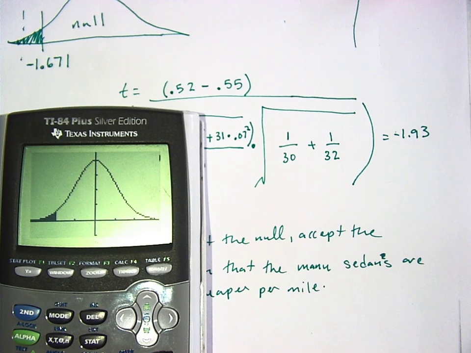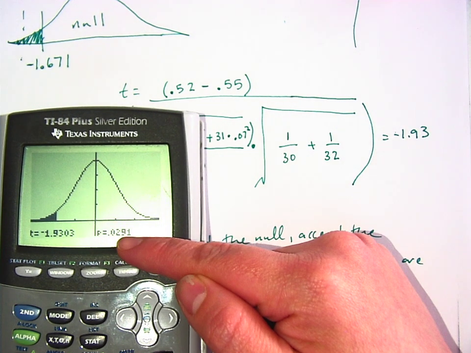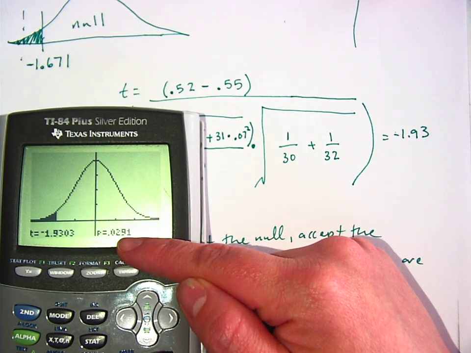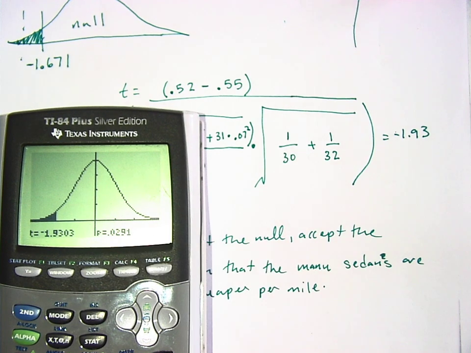The t-score is negative 1.93. Let's suppose we were doing this test using p-values instead. It would have ended up being about 0.029. Is that less than alpha? Yes, which means it's in that little rejection region, which means you would reject the null and accept the claim. So if p is less than alpha, you reject the null.